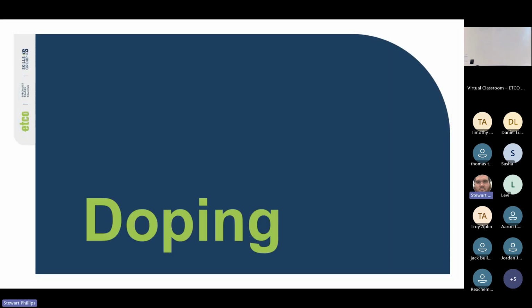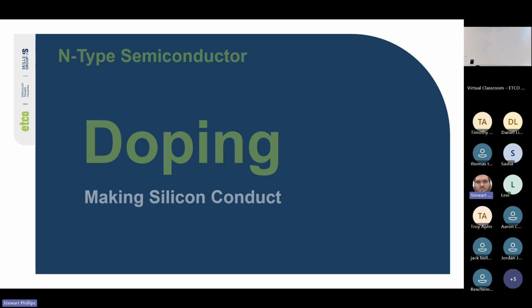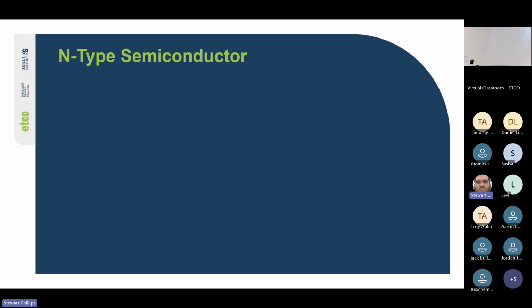Cool. So doping. To make silicon more useful, we add a tiny amount of another element called a dopant that changes how many free electrons it has available. So the process of making silicon conduct. The first type we have is an N-type semiconductor. Before we move any further, does anyone want to guess what an N-type might be? Or does anyone remember what an N-type is?